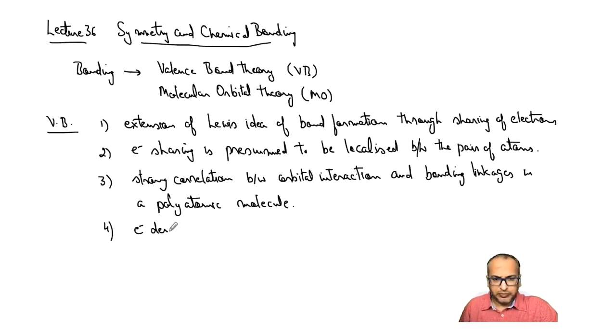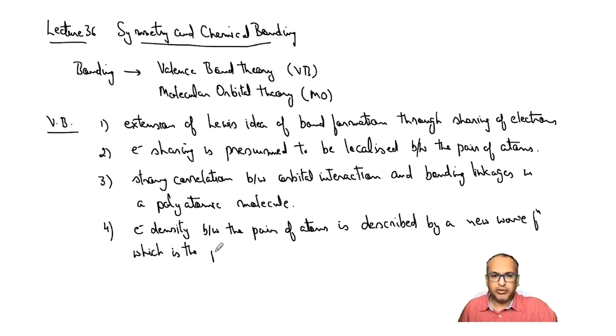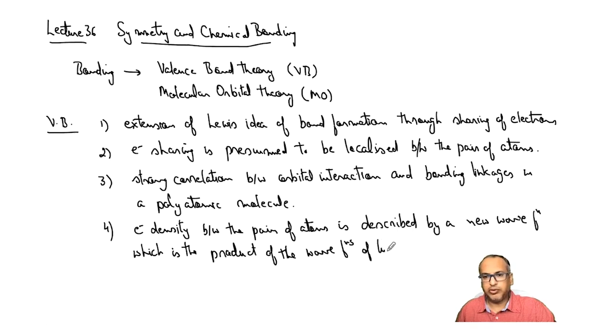And then electron density between the pair of atoms is described by a new wave function, which is the product of the wave functions of two interacting orbitals.